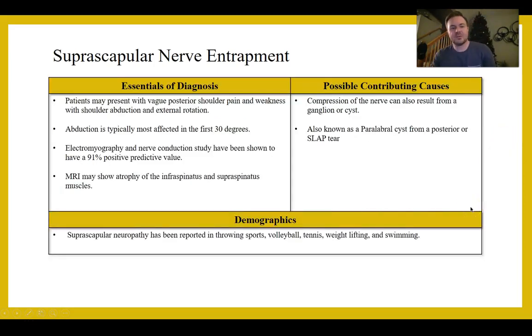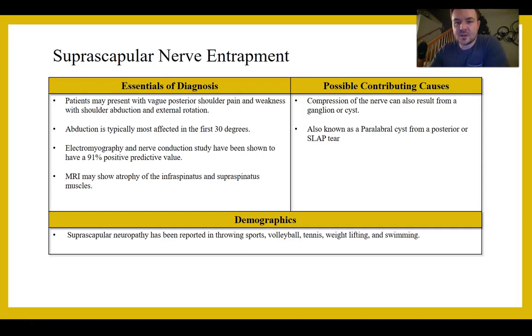So patients will present with vague shoulder pain, usually posteriorly. Abduction is usually limited in the first 30 degrees in terms of strength. EMG studies, nerve conduction velocity studies, have been shown to have a 91% positive predictive value. MRI may show atrophy of infraspinatus or supraspinatus. The demographics here: it's usually reported in throwing sports, volleyball, tennis, weightlifting, and swimming.